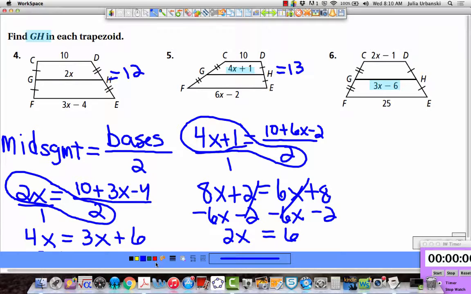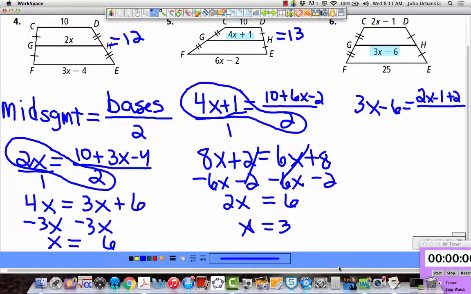Okay, before you continue trying to solve it, let's make sure you get set up right. What's the mid-segment? 3x minus 6. That's the one that goes first and it stands alone. That equals, what are the 2 bases? 2x minus 1 plus 25 divided by 2. If you end up with even numbers and you want to divide them all by 2, you can. So go ahead and solve that. Put that over 1 and cross multiply.